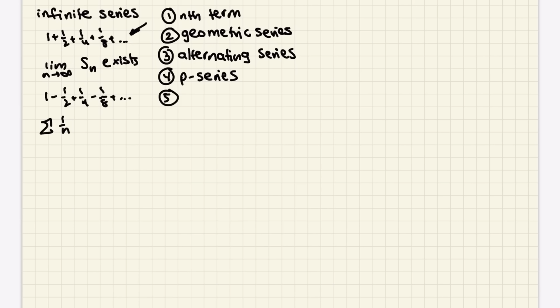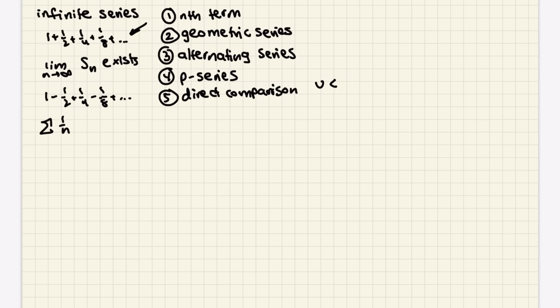Okay, fifth test. This is just the first 4 out of like 8 of them. This one's called the direct comparison test. And basically what it is, you have a known series. You know if it converges or diverges. And you have this unknown series that you want to see if it converges or diverges.